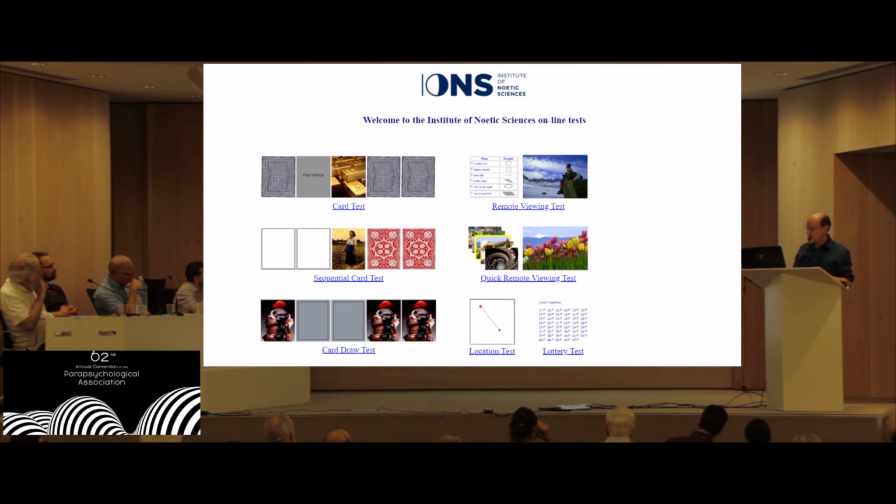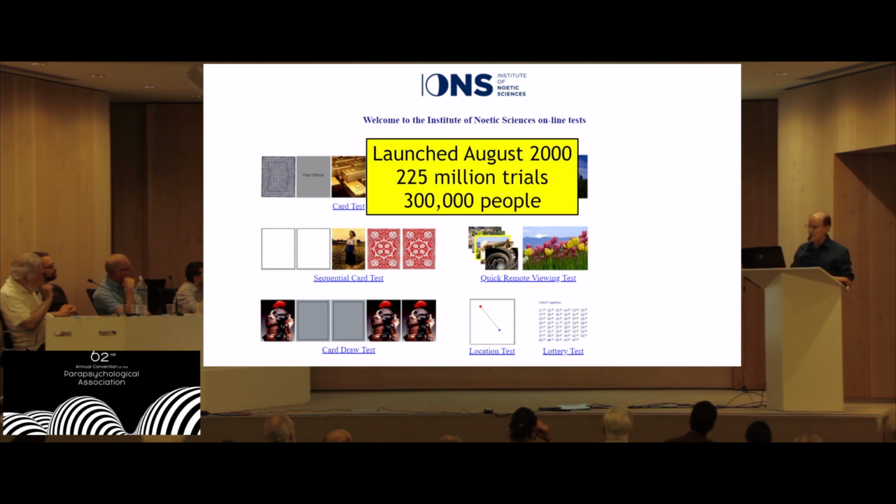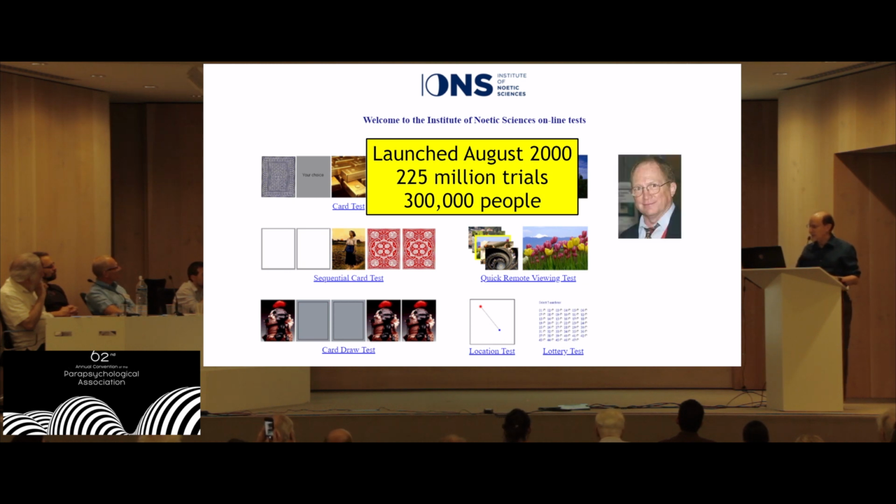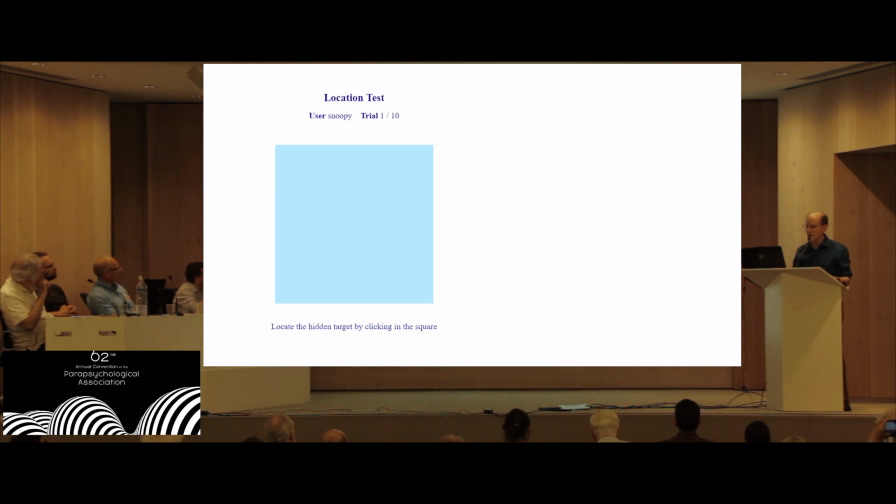So the one I'm going to talk about today is, we have 228 million trials as of a few days ago, and 354,000 people have done the test. This was done in conjunction with Richard Shoup, or Dick Shoup as we called him, who passed away a few years ago. So I'm talking about the location test. This is kind of a dowsing test. So it works like this.